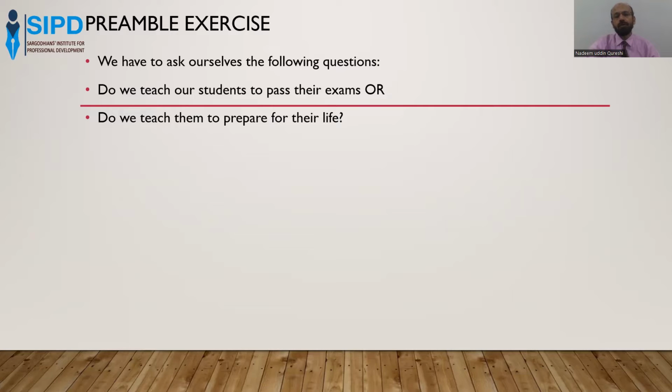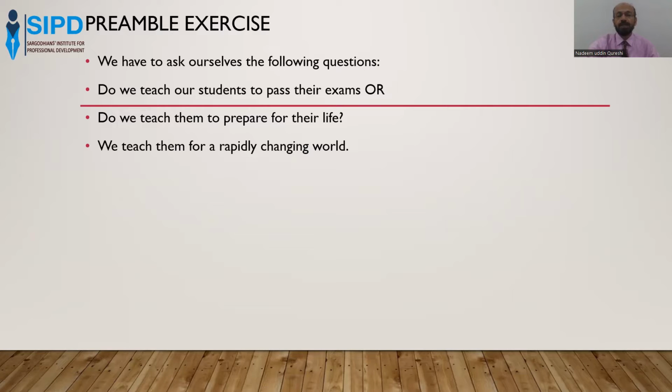If you go with the second question, do we teach them to prepare for their life? Then there are other things which come to our mind. Suppose we teach them for a rapidly changing world. Of course, we teach them for a rapidly changing world. For the last 4-5 years, especially the post-COVID situation, we have observed, we have experienced that in every walk of life, things were upside down, and it had a greater impact on our social life.